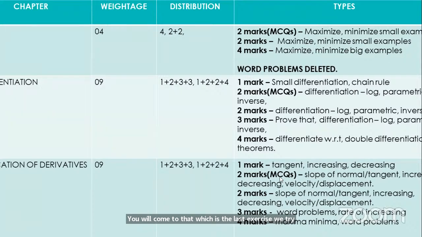And in applications, again, increasing and decreasing functions, small examples. They will ask finding the tangent, equation of tangent, slope and normal of the tangent, again displacement, velocity. These type of examples are there for 2 marks. And for 3 marks, word problems will be there. You can see in the last exercise, word problems are there. Maxima, minima, 4 marks normally. Maxima, minima, big examples will be there, which is the last exercise.